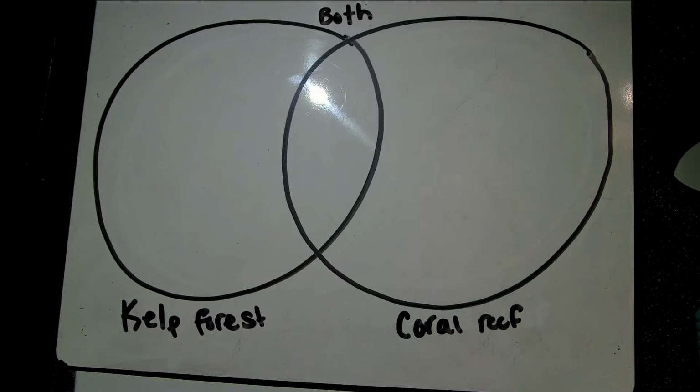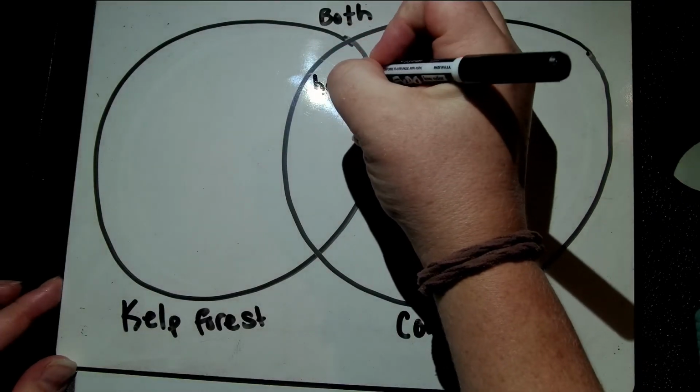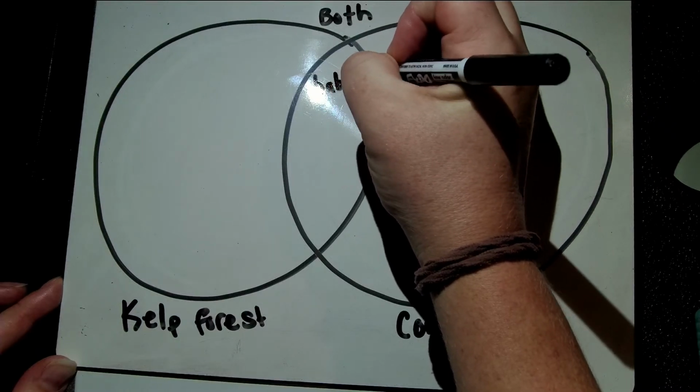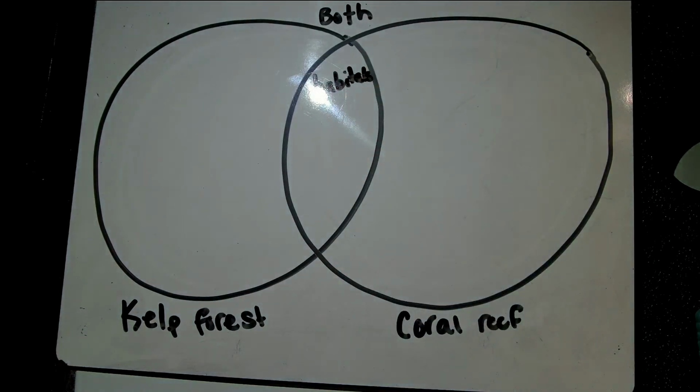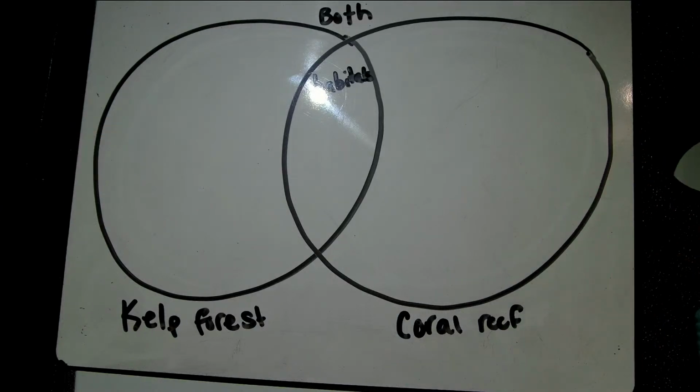Okay, so we can actually start right now. They're both habitats. Right? They are both habitats. So comparing and contrasting. So this is where we would compare, and then these outer circles are where we would contrast. All right, so let's go back to the kelp forest.